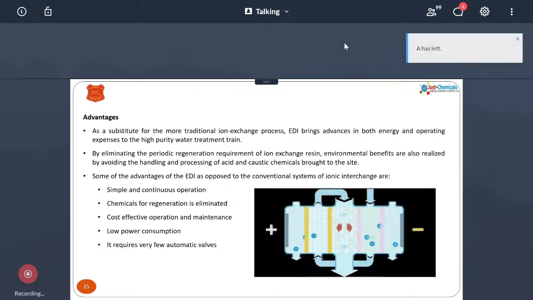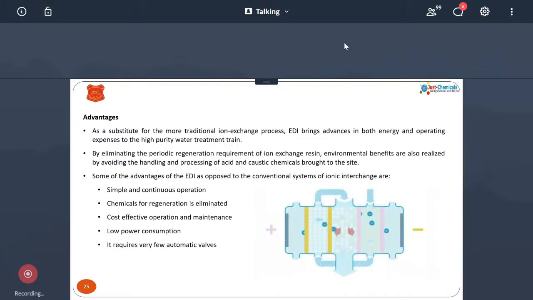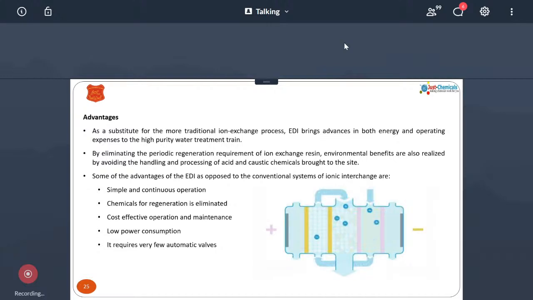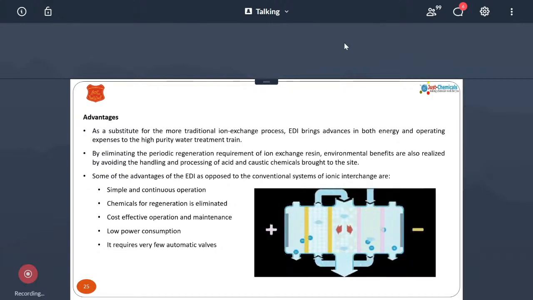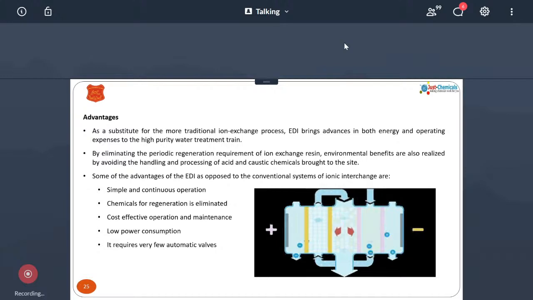So nowadays, what is happening is that downstream of any reverse osmosis plant, because the reverse osmosis plant removes all the hardness, or downstream of a conventional DM plant, rather than putting a mixed bed, people are putting this EDI, electrodeionization unit, and getting the output conductivity as 0.06. 0.06 is quite equivalent to 0.06 microsiemens per centimeter, which is equivalent to 18 megohm centimeter.